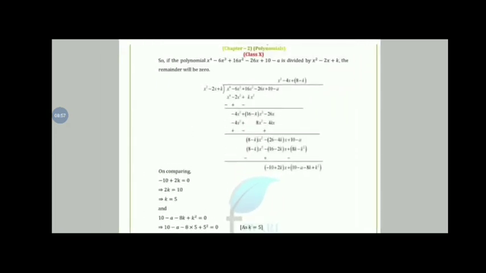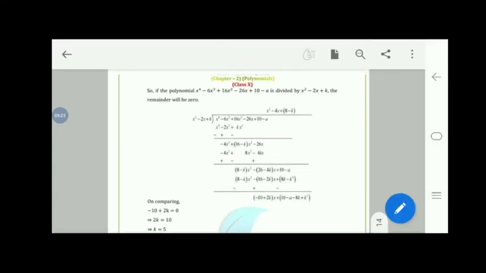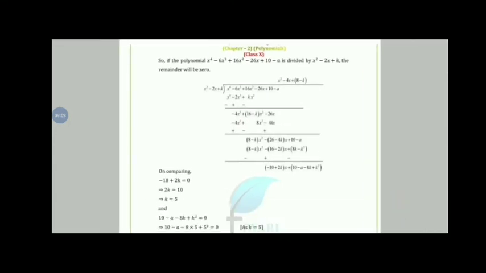Now on division, as we can see clearly, it is x square minus 2x plus k. We have to divide x raised to power 4 minus 6x cube plus 16x square minus 26x plus 10 minus a. So if you look here, what are we getting? We are getting these are the remainders. Now if these are the remainders, what can we do?